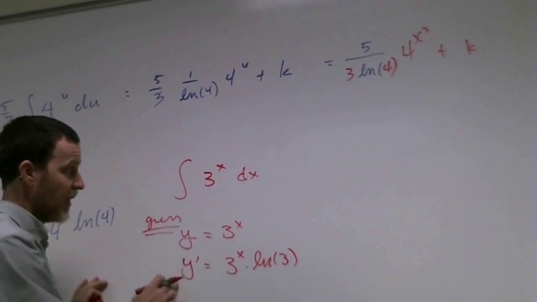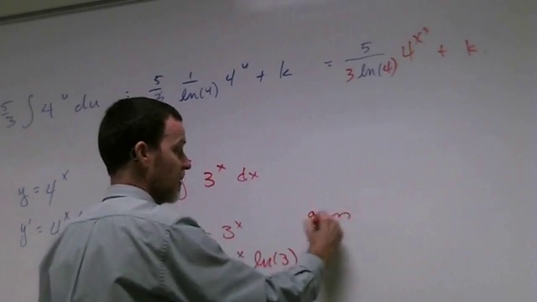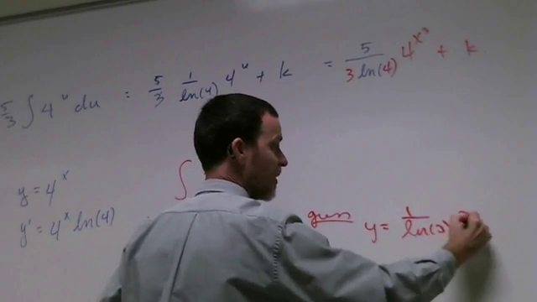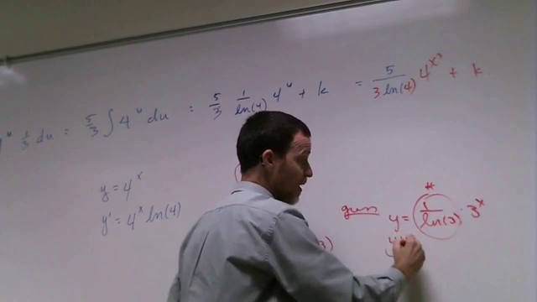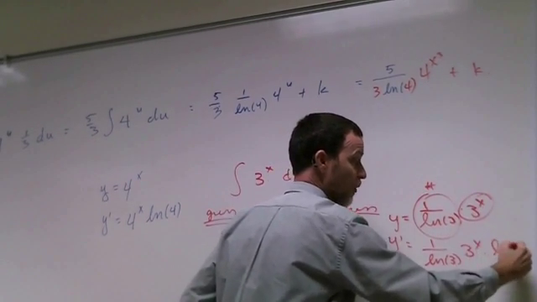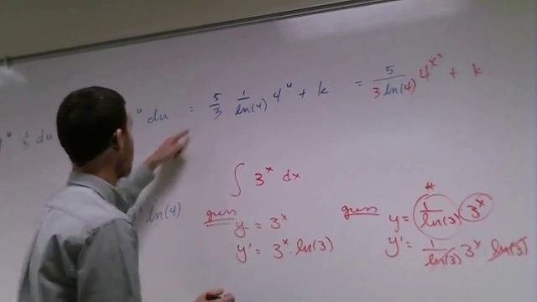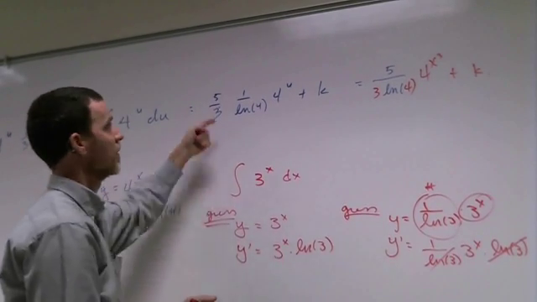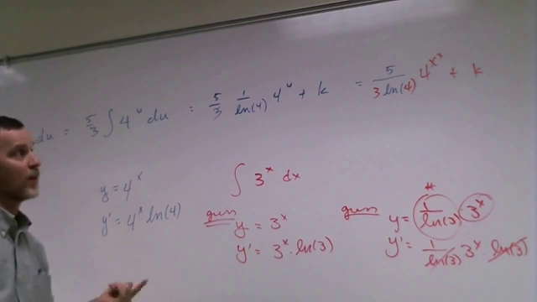Now, that wasn't what I wanted. I didn't want a natural log of 3, did I? So my next guess should be y equals 1 over the natural log of 3 times 3 to the x, because that's just a number, right? So when I take the derivative of it, I get that number times the derivative of this, which is 3 to the x times natural log of 3. They cancel. I threw it on the bottom, just like I threw the 5 out front. I'm adjusting for the constant. I'm making it go away because I don't want that when I take the derivative.